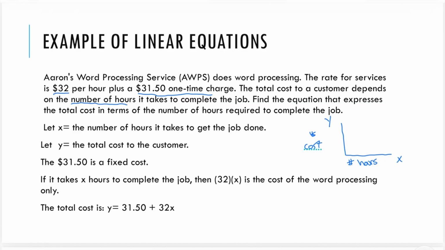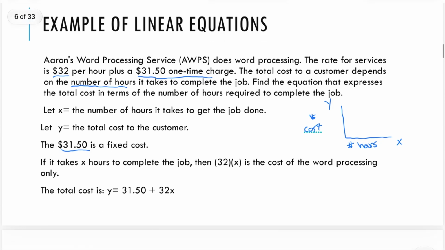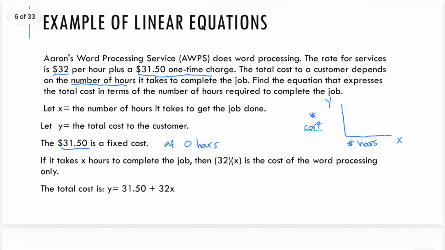Now the intercept is the one-time charge. That's your fixed charge. That's where if you have 0 hours, you're still going to have to pay that. So let's say it's right here, 31.50. And then, as you have more hours, your total cost is going to go up. So straight line here.